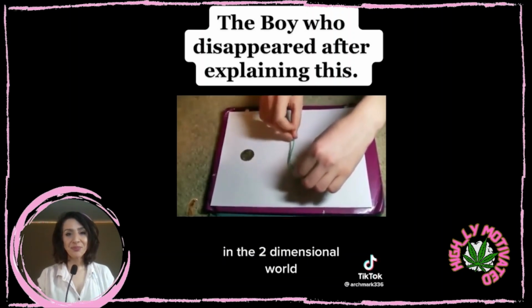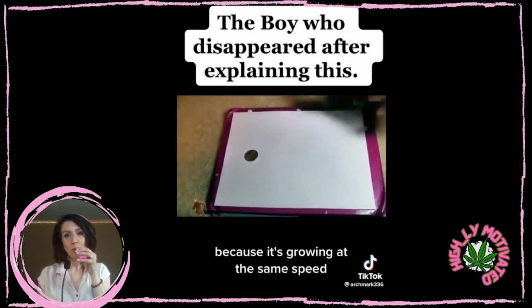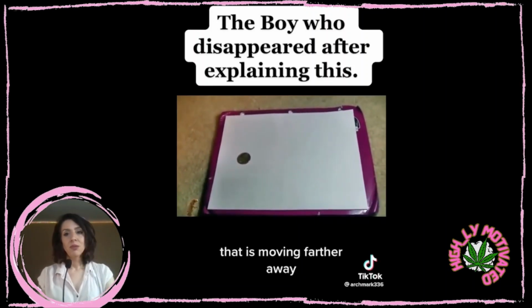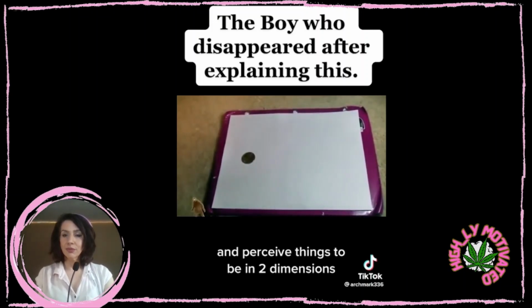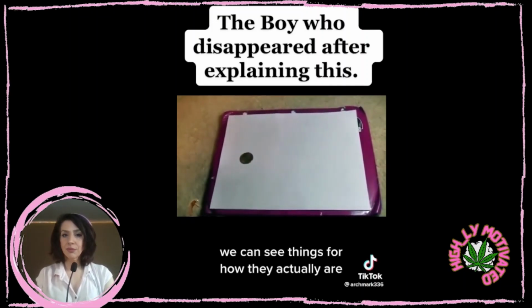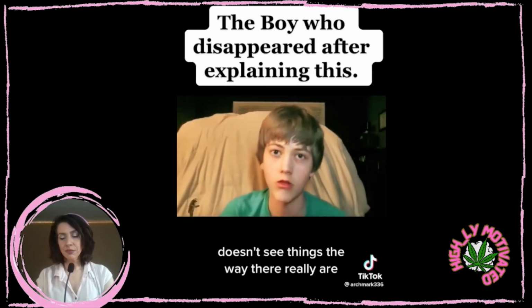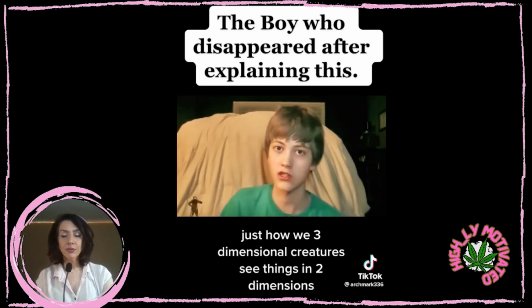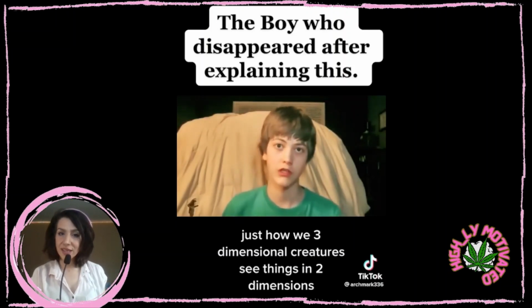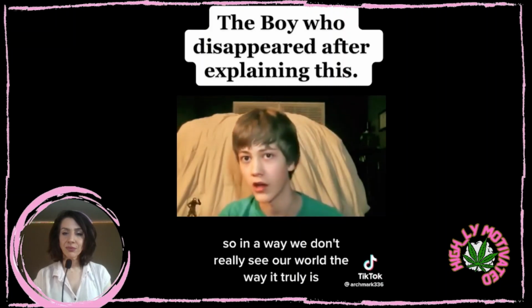In the two-dimensional world, it does not actually perceive anything is happening to it because it's growing at the same speed that it's moving farther away. But since we can actually see it from the three-dimensional world and perceive things to be in two dimensions, we can see things for how they actually are. The reason that the two-dimensional organism doesn't see things the way they really are is because the two-dimensional organism sees things in one dimension, just how we, three-dimensional creatures, see things in two dimensions. So in a way, we don't really see our world the way it truly is.